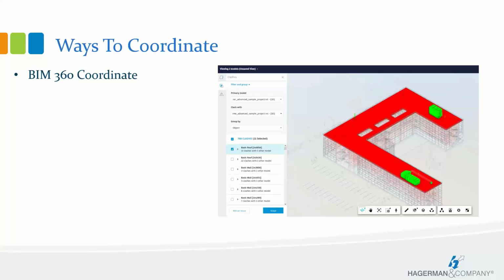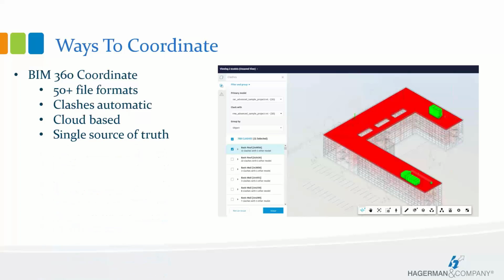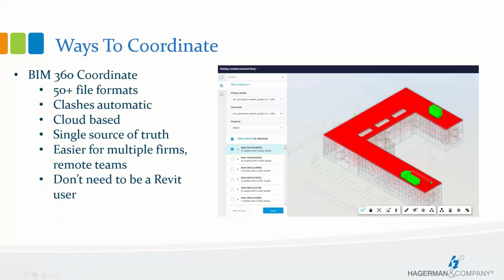So projects that are hosted in the cloud, as many of you may know, if you're using BIM 360, you can use BIM 360 Coordinate. There are a wide variety of file formats that can be included, more than just Revit models. You can tell it which models to check, and then clashes are found automatically by BIM 360 Coordinate. You can then assign those and share them as issues with the team. There's some automation involved there for notifications and such.